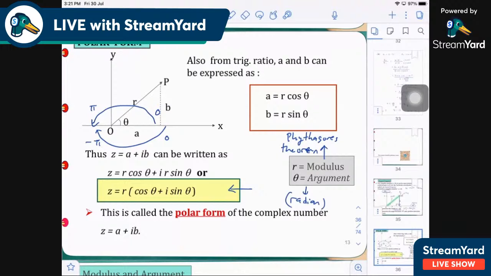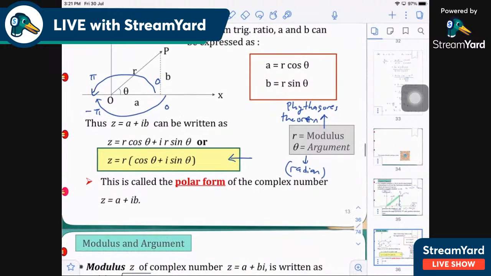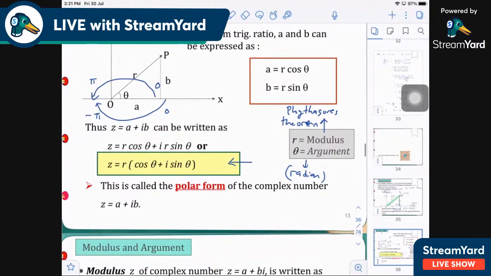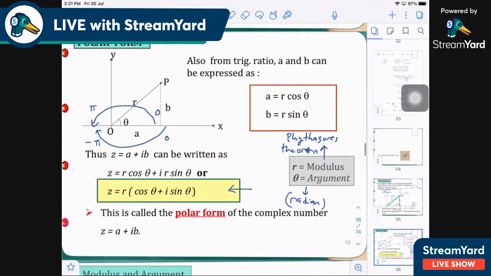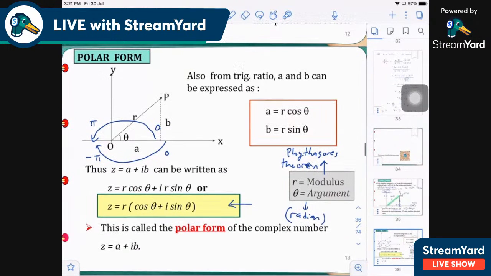Don't worry, after this when I show examples, you'll be clearer. If I ask you what is the polar form of a complex number, you have to give me this. And I prefer to remember this as r cis.